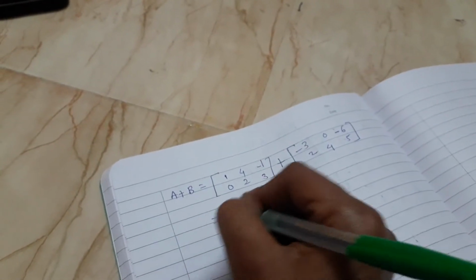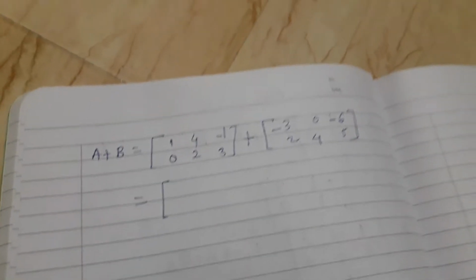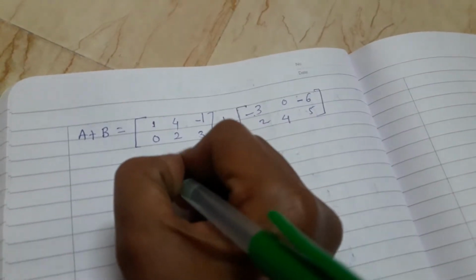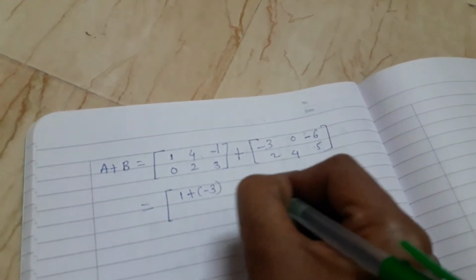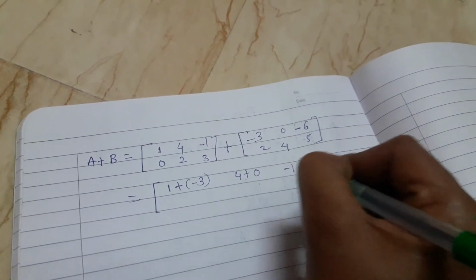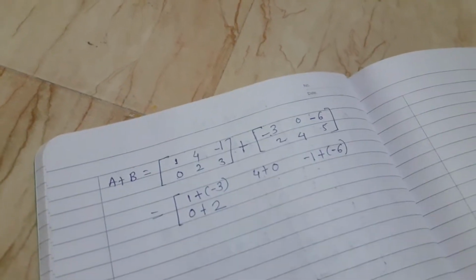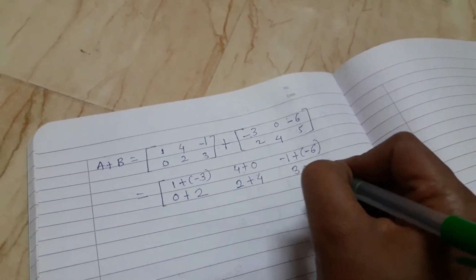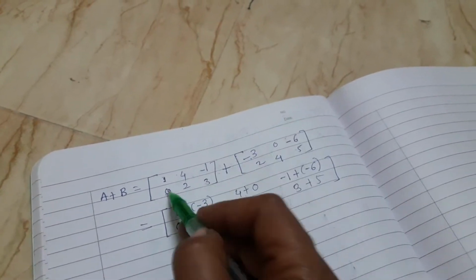Okay, we want to add these two matrices. How to add them? Position wise: the first row elements, 1 plus minus 3, next 4 plus 0, next minus 1 plus minus 6, next 0 plus 2, next 2 plus 4, next 3 plus 5, like this. Position wise we have to add.